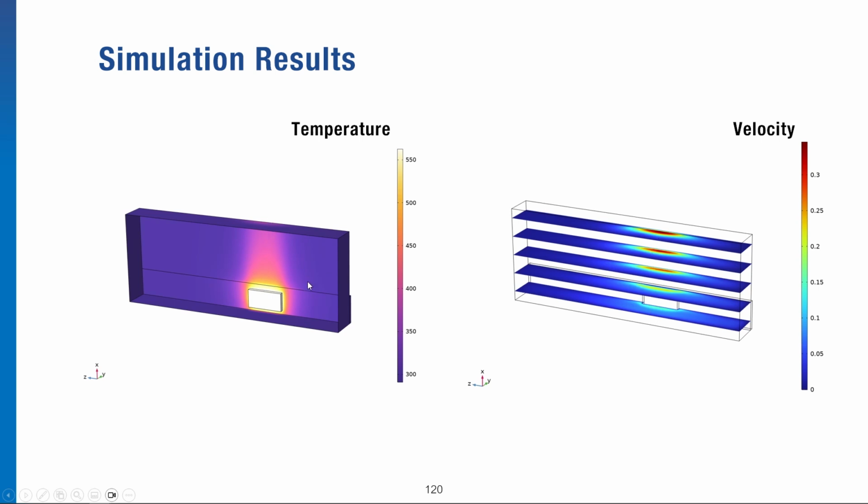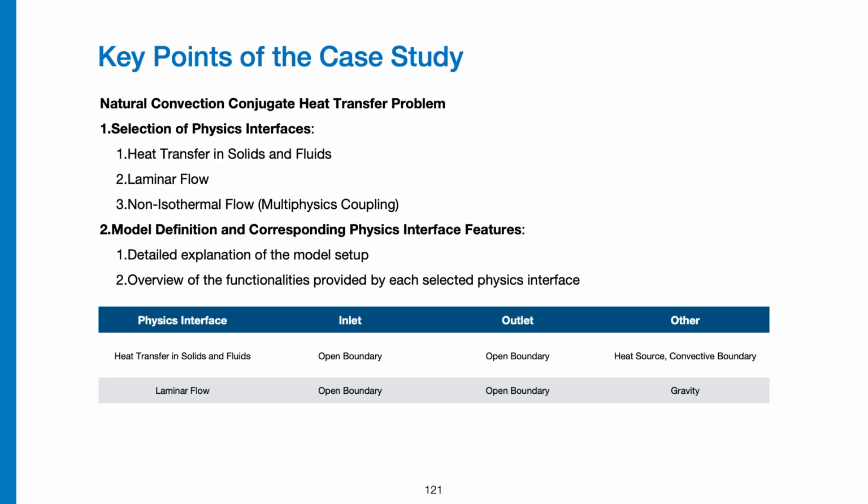We can solve for a velocity field, and essentially this is a convective heat transfer problem. Therefore, we use this model to simulate the process. We use the conjugate heat transfer model to simulate the entire convective heat transfer process, and ultimately, we obtain the velocity and temperature fields. These are the results we get from this model. The key points of the case in this model are as follows.